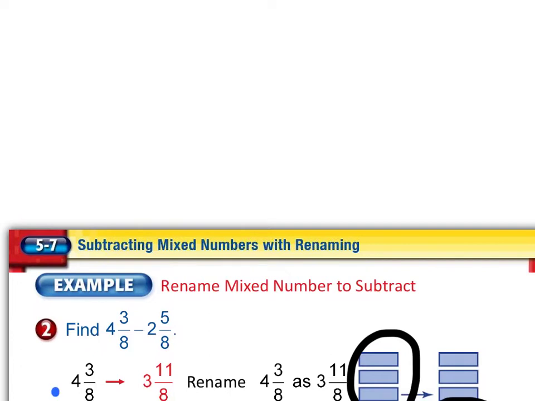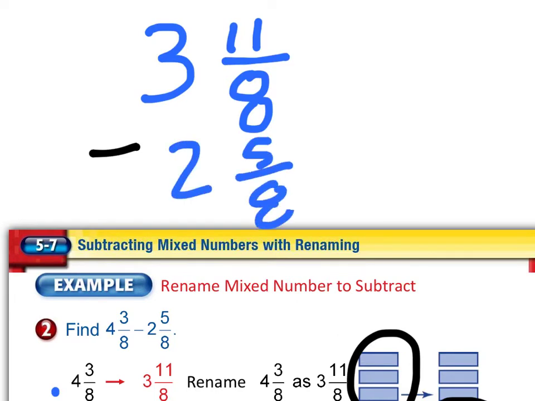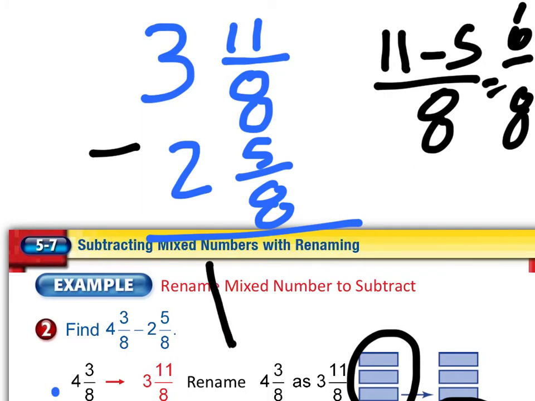So I've got 3 and 11/8 minus 2 and 5/8. Well, let's look at how we subtract that. We've got 11/8 minus 5/8. That's going to leave me with 6/8. And I'm going to subtract my 2 from my 3, so I've got 1. So my answer is 1 and 6/8.